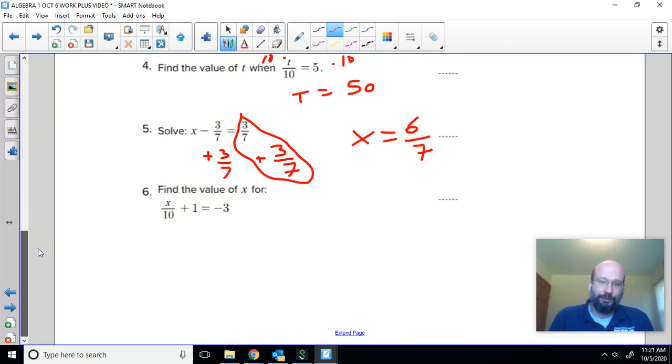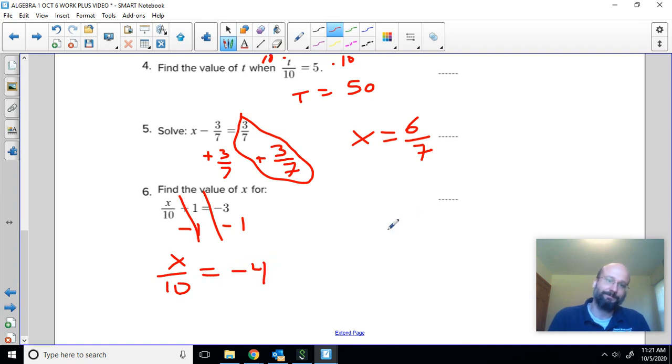All right, now we're getting to the new stuff. You're finding the value of x for this, right? Two steps. Again, this is a fraction. Plus 1 equals -3. So I'm going to move this plus 1 over first by subtracting. That gives me x over 10 on this side, because these cancel, equals -4. -3 minus 1 is -4.